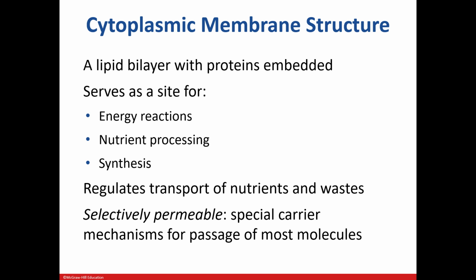The cell membrane is a phospholipid bilayer used for chemical reactions. As we know, bacteria don't have organelles. It's also selectively permeable, allowing the bacterium to control entry and exit of substances.